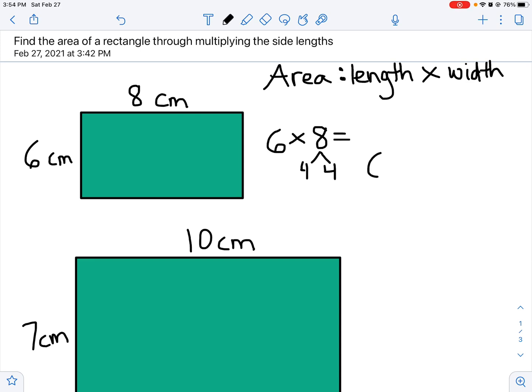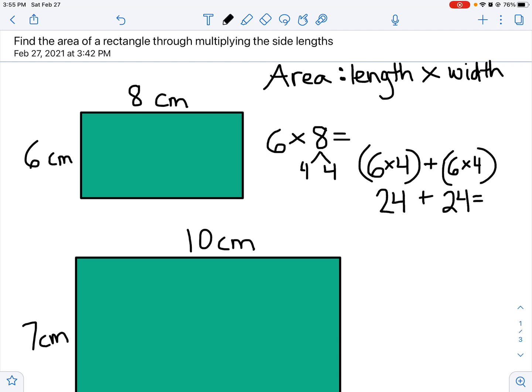Which means I'm going to have a 6 times 4 plus 6 times 4. And because 4s are just twice as much as 2, I know I can do 6 times 2 is 12, and then double that to get 6 times 4. So I know 6 times 4 is 24. And then I have another 24. And if I add those, I'm going to get 48.